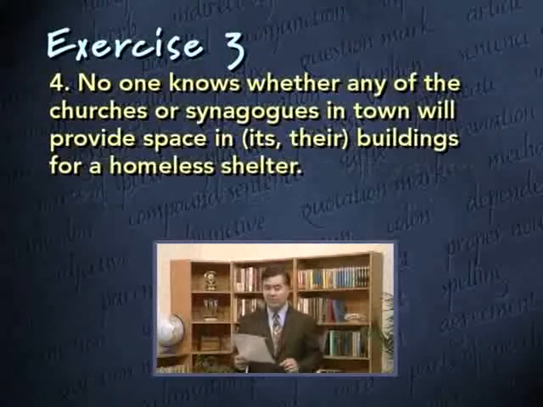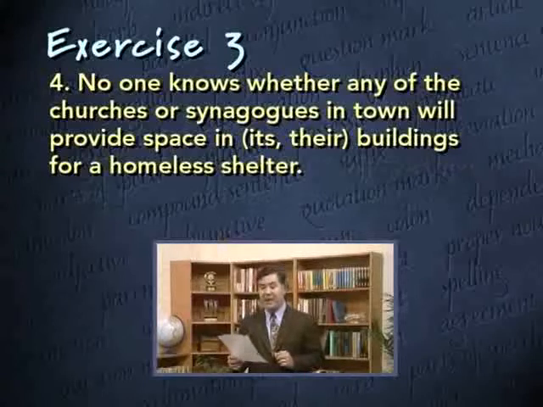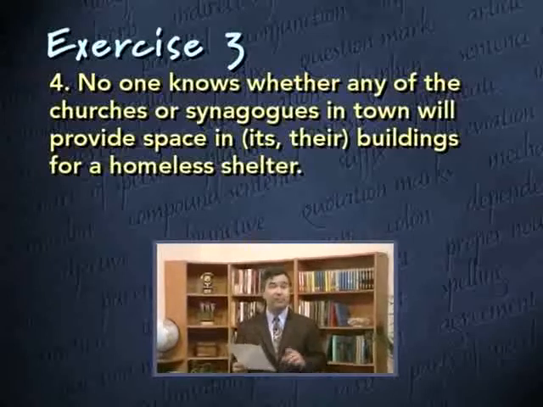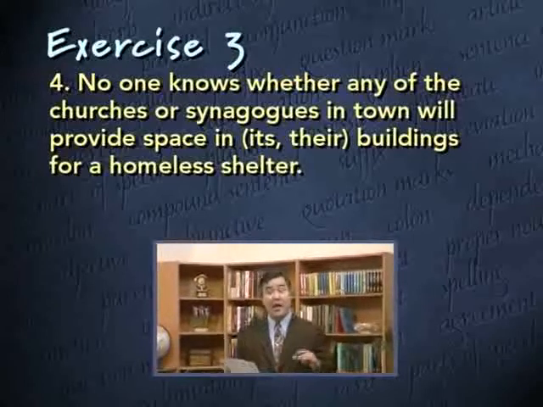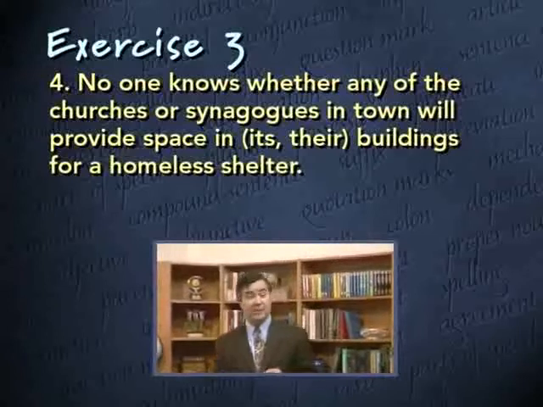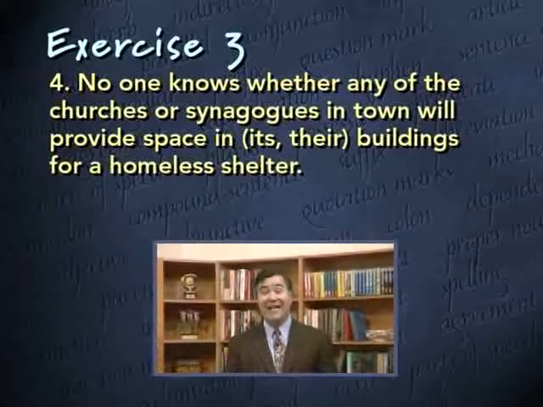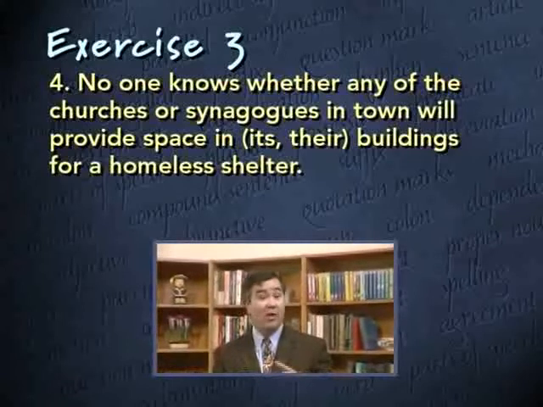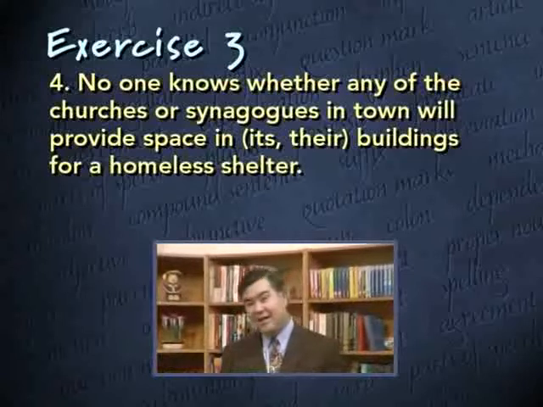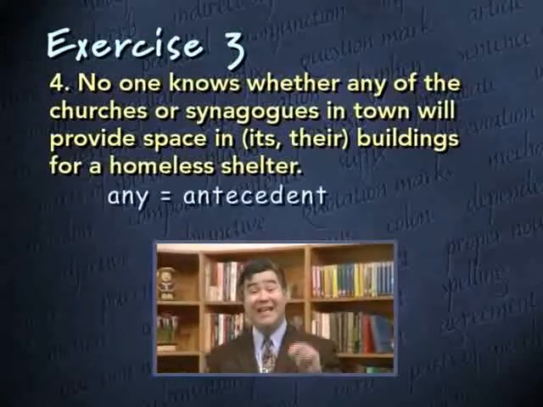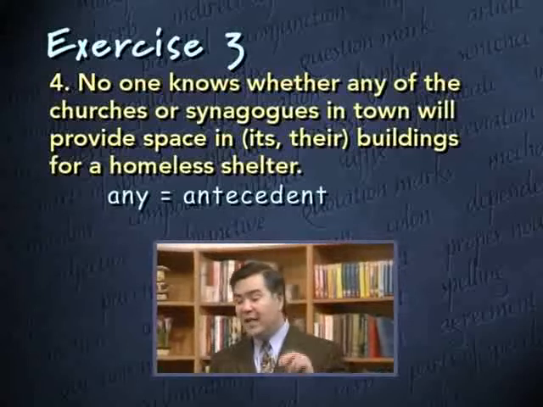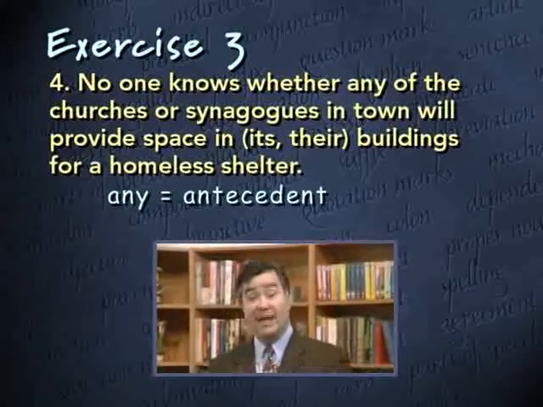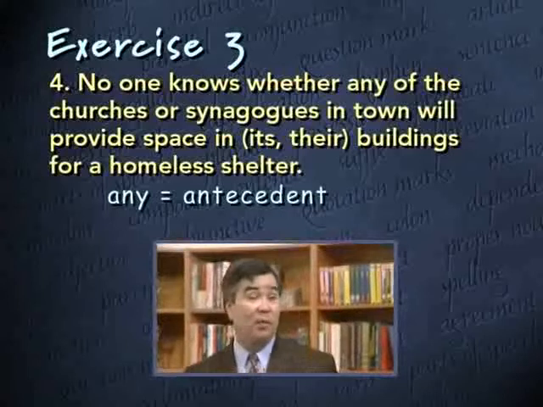Our next example. No one knows whether any of the churches or synagogues in town will provide space in its or their buildings for a homeless shelter. Okay, again we have a choice between singular and plural pronouns. Which is correct? To answer that, once again we have to find the antecedent. Which word earlier in the sentence is being referred to by its or their? Is it churches? Is it synagogues? Well, not exactly. It's really any. No one knows whether any blah blah blah will provide space in its or their buildings for a homeless shelter.